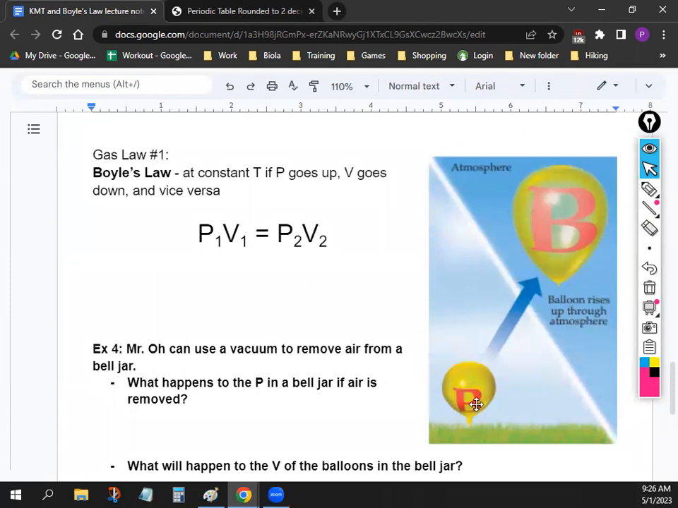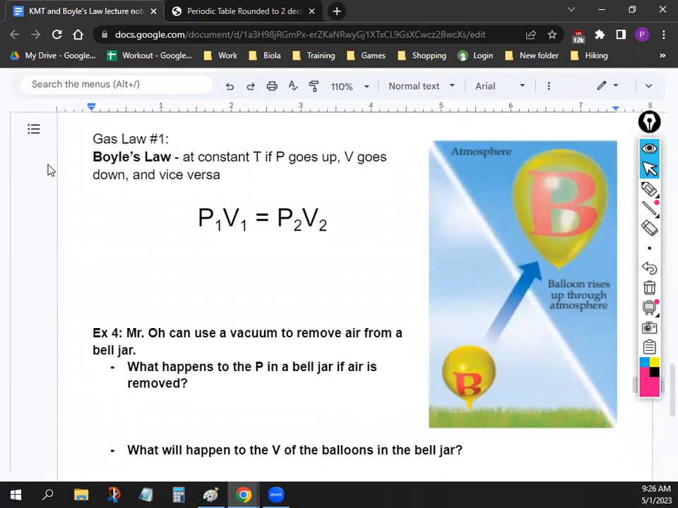So today we're going to be talking about the first gas law, and it's called Boyle's law. And Boyle is the dude who came up with this gas law.